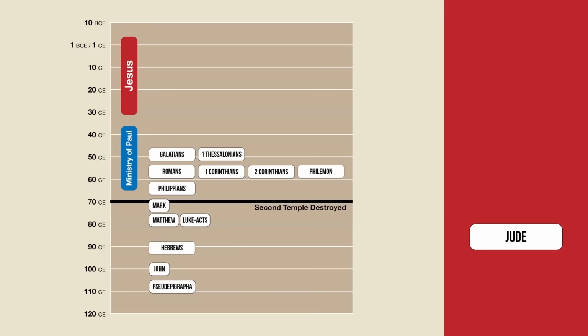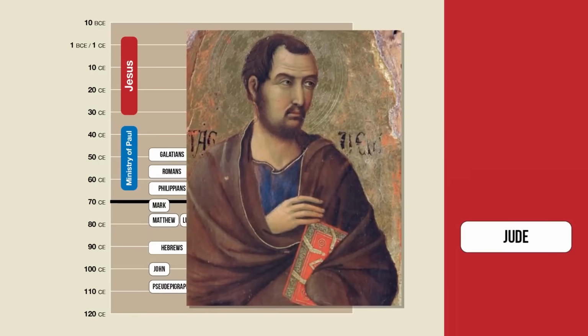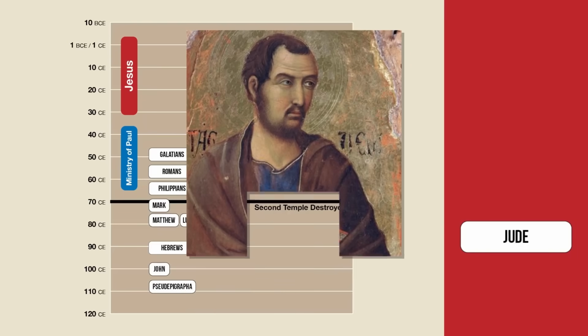The last epistle is the Epistle of Jude, said in the text itself to be the brother of James. Traditionally, this would mean that Jude was also the brother of Jesus. Like the Epistle of James, the Epistle of Jude was one of those books that almost didn't make the cut.